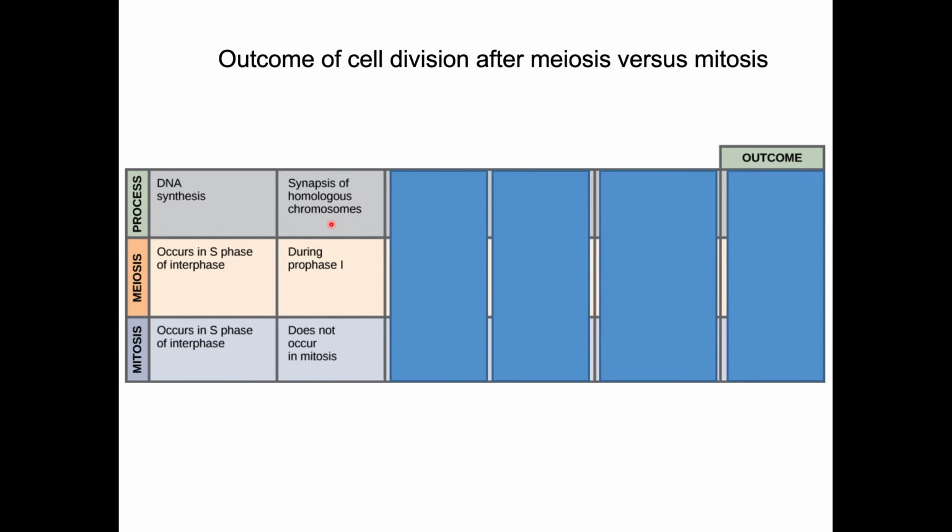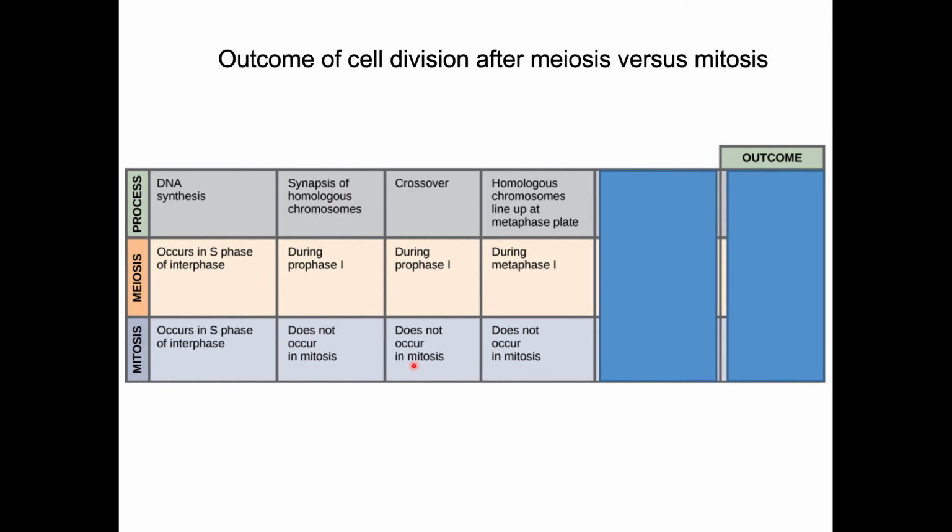Synapsis of homologous chromosomes, meaning homologous chromosomes lining up with one another and holding hands, exchanging genetic material. Yes, it happens during prophase 1 of meiosis. No, it doesn't happen during mitosis. Does crossing over happen? Do chromosomes exchange genetic material? Yes, during prophase 1. No, does not happen during mitosis.